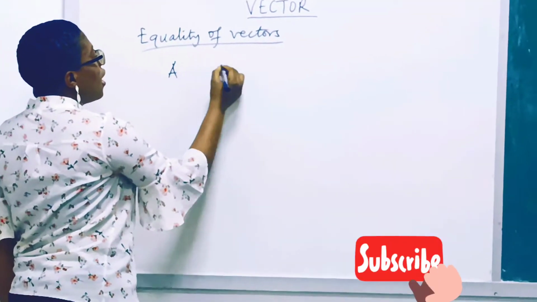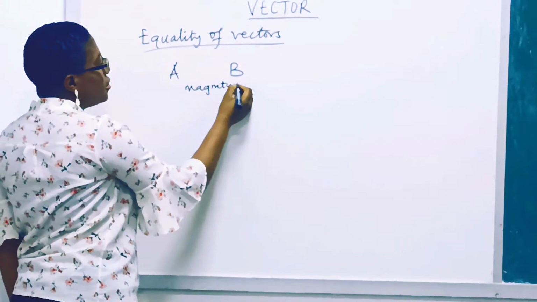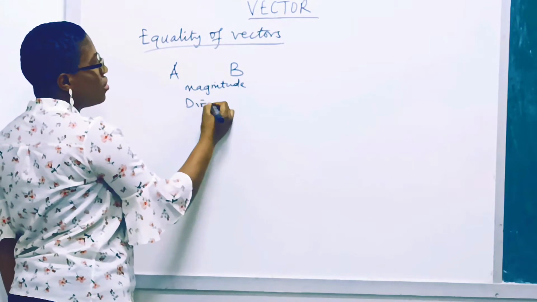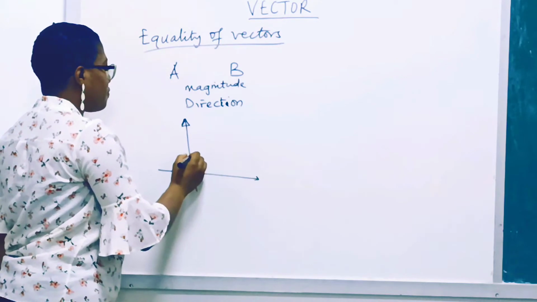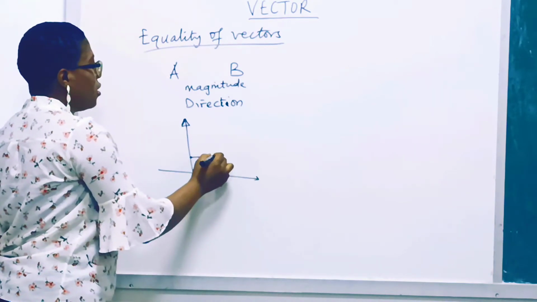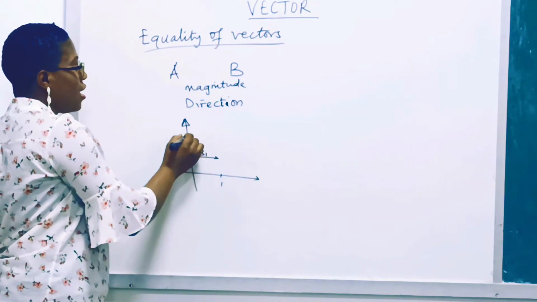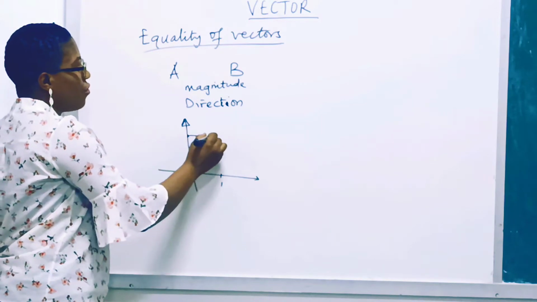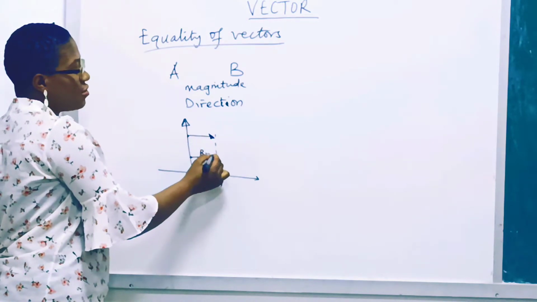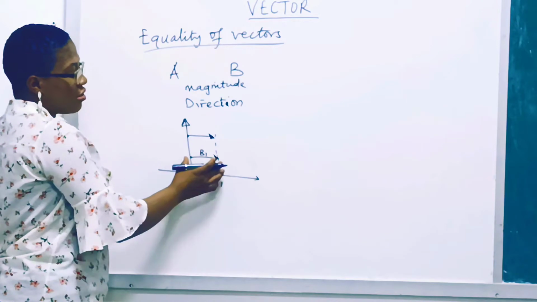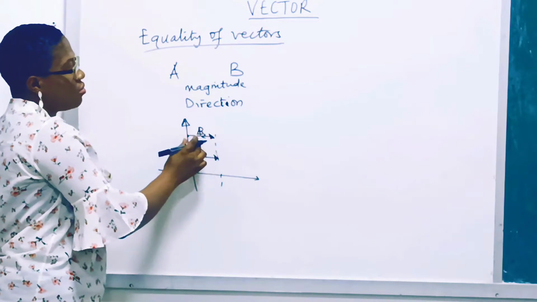Two vectors A and B are equal if they have the same magnitude and direction, but not necessarily the same position. For example, if this is the plane and this is 1, and I have this vector of unit 1, and I call this B1. And I have another vector from here to here, which is still of the same unit 1. You see that this vector has the same direction with this vector, and the same magnitude, but they are not in the same position. So you see that this B2 and this B1 are equal.